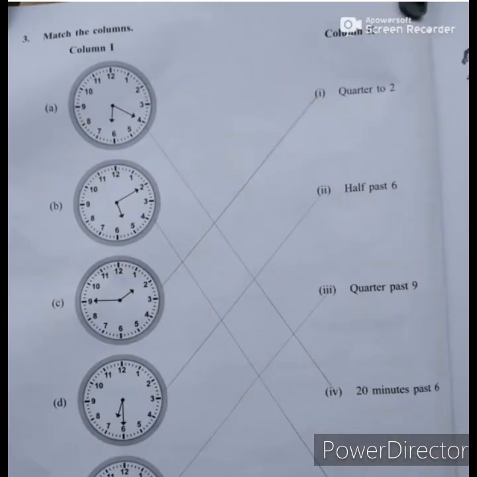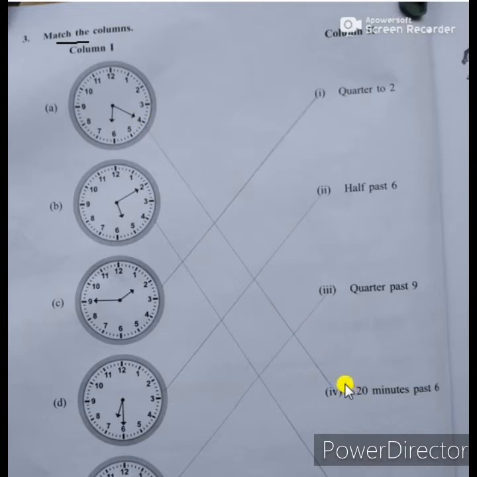In this page, page number 32, we have given some clocks showing the time, and on the right side of the page the correct time is also given. We have to match them. The first one is showing the hour hand slightly away from 6 and the minute hand at 4. That means the time is 6:20, or 20 minutes past 6.